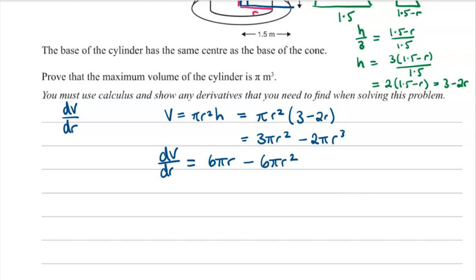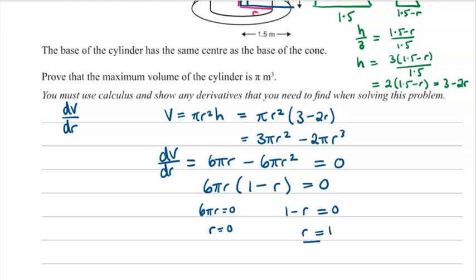To maximize, we want to set that equal to 0. So we can take out 6 pi r, and it's 1 minus r. Well, if 6 pi r was equal to 0, then r would be 0. We can't have the radius 0, that wouldn't make anything. So it must be 1 minus r is equal to 0. So r is equal to 1. We'll just say that's invalid, just there.